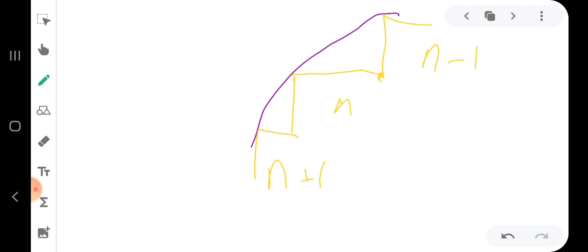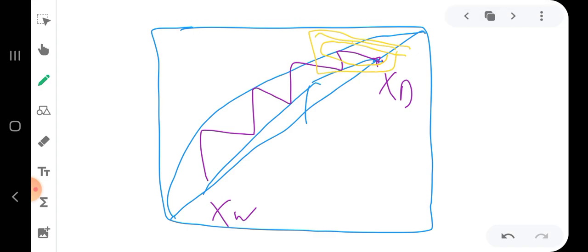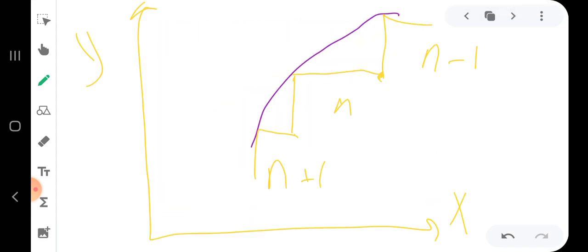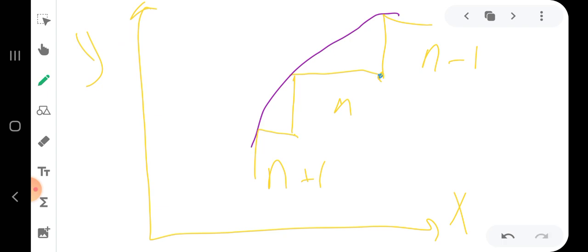Suppose I have this x-axis and the y-axis. I am just zooming into this area. So let's focus on this stage number n. You will see that you have this point and you have this point.